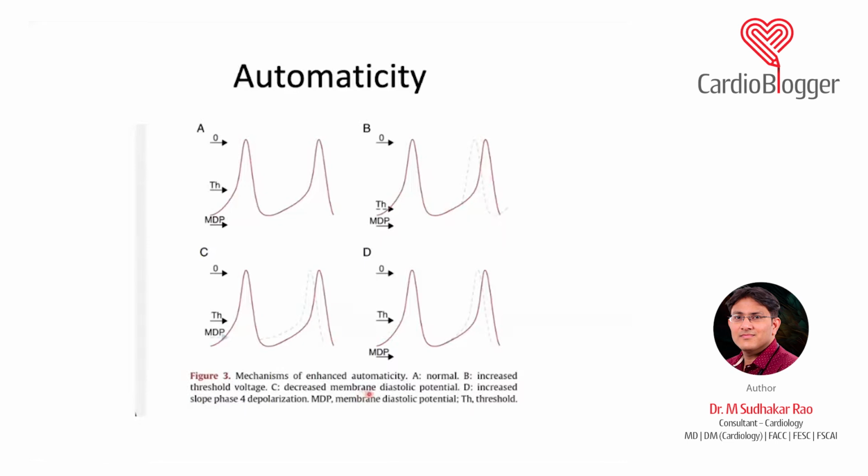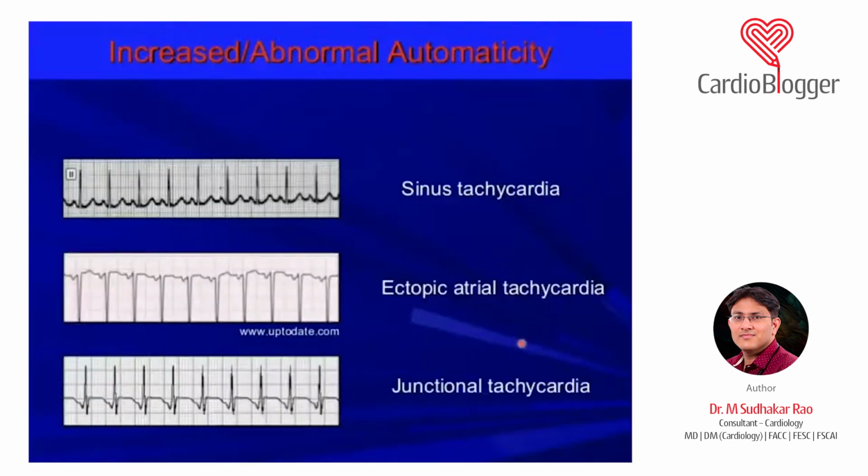C is the decreased membrane diastolic potential, and D is the depolarization. So you can see early depolarization has started to happen. Now the most important thing is you should know that most of these arrhythmias are regulated by the sympathetic activity. We know because whenever there is increased sympathetic activity, there is increased release of catecholamines.